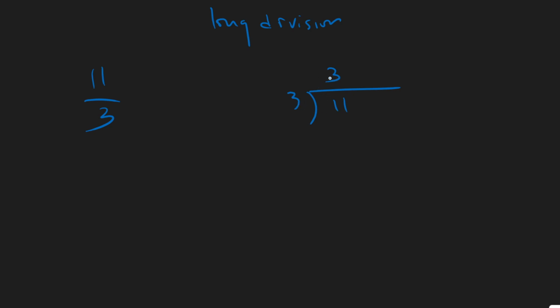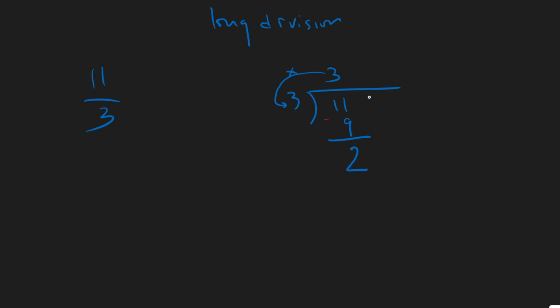So now you take the 3 here, you multiply it by this 3 over here. This is multiplication, so 3 times 3 is 9. Once you put this one here, you're going to subtract. Remember that, we're going to subtract over here. And this becomes 9 out of 11. You get 2 left. That's the remainder.